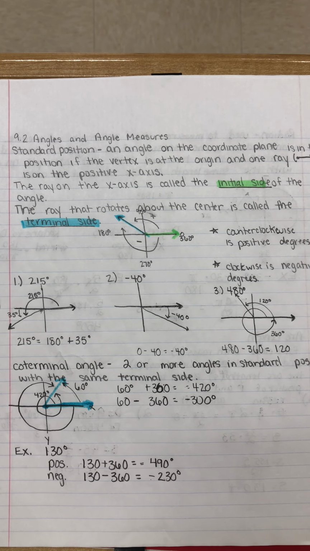I'll show you the picture next after this. Okay, another part. This is a definition in the middle of it. The ray on the x-axis is called the initial side, that's your vocabulary word, of the angle. The ray on the x-axis is called the initial side of the angle. I did highlight initial side.